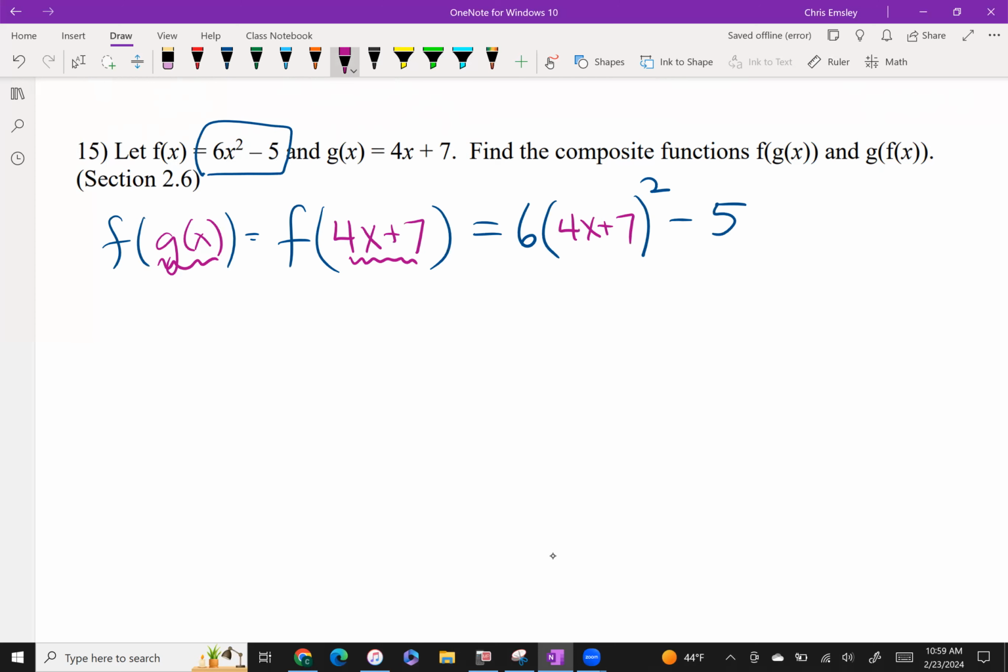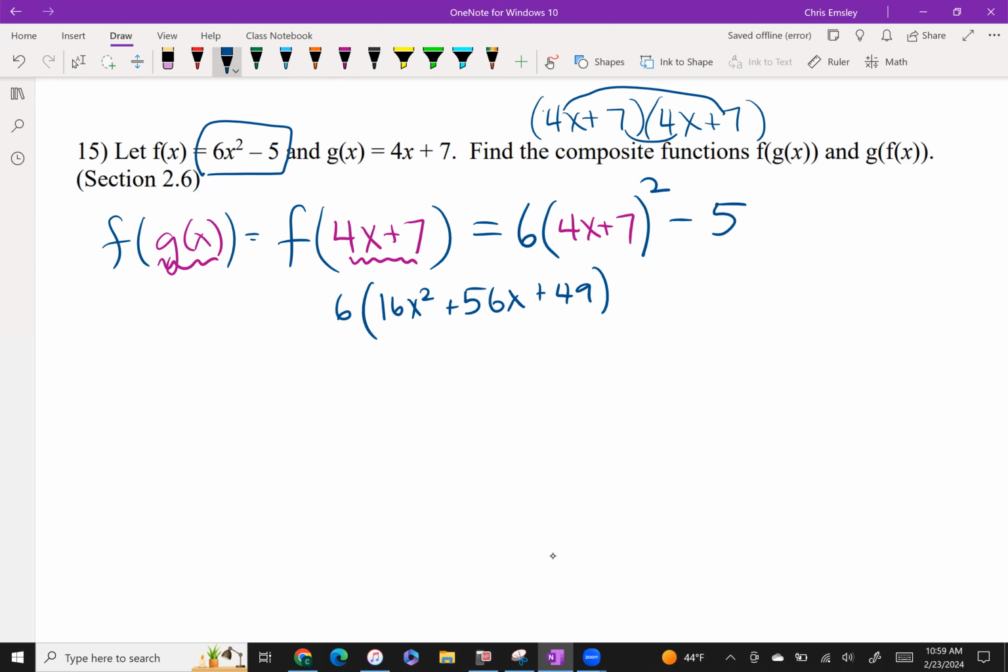Okay, we do want to go ahead and simplify this out. Be careful. We want to do the exponent first before we distribute that 6. Exponents come before multiplication. So 4x plus 7 squared, we have to FOIL that. You can't just square each term. That would be 16x squared. We get a 28x and another 28x, which when we add those together, that is 56x. And then we get a 49 plus the minus 5 that we had hanging at the end.